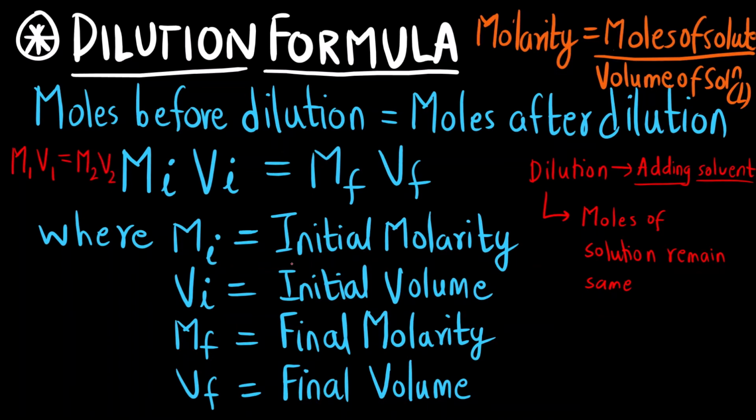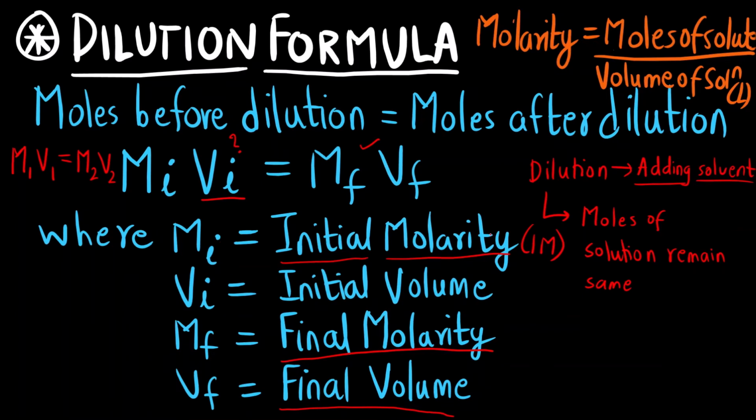What is Mi? Mi is the initial molarity of the solution. Let's say we start from the stock solution, so this is the molarity of the stock solution. It was 1 molar, right? And Vi is the volume that we have to take from the stock solution. That is what we have to calculate. And Mf is the final molarity of the next solution that we have to prepare, and how much volume we have to prepare is nothing but Vf.